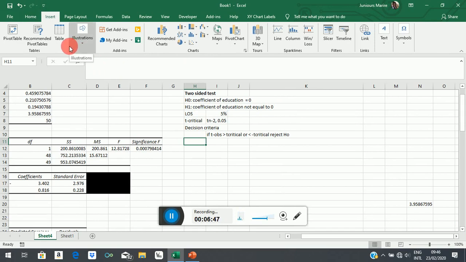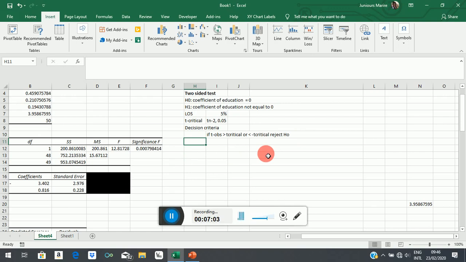Where are those drawing things so that I can draw something for you? I don't know where they are. I wanted to draw something for you so you can see. Anyway, I'll just explain it later on.